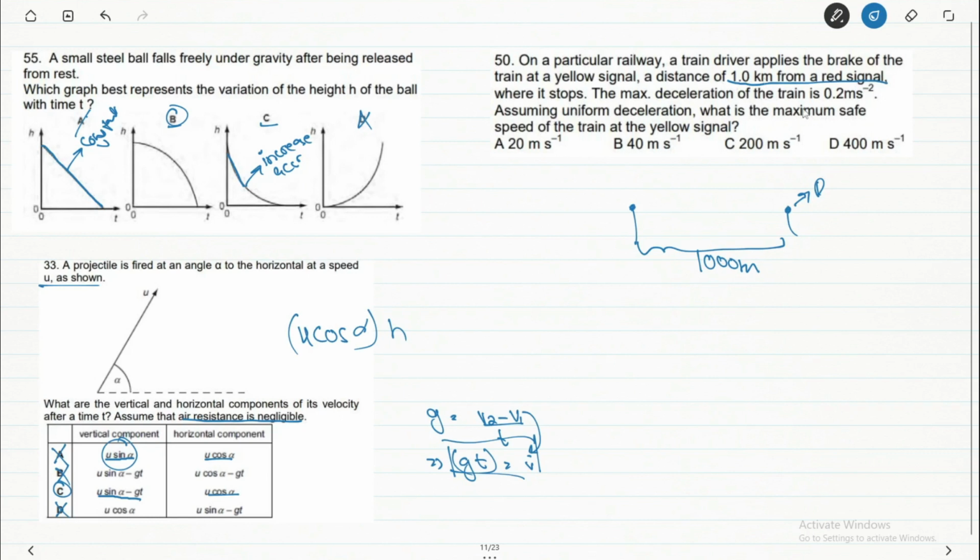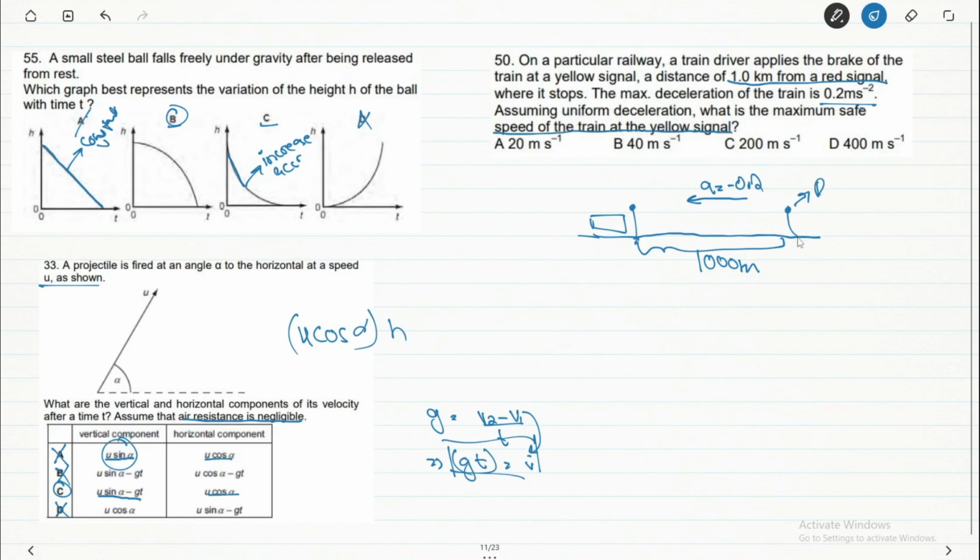The max deceleration of the train is 0.2 meters per second squared. So acceleration is negative 0.2, right? If we are considering this to be the right direction and positive direction, so this must be negative, right? Because the train is stopping. Let this be the ground here, right? So this is the train. Now, this is our deceleration, negative 0.2. What is the maximum speed of the train at the yellow light, right?